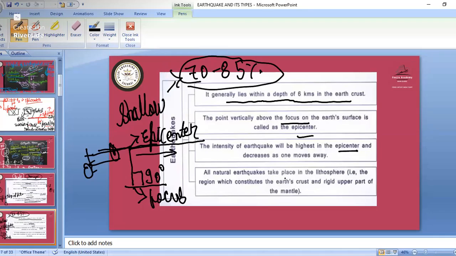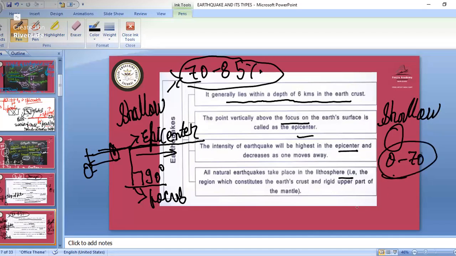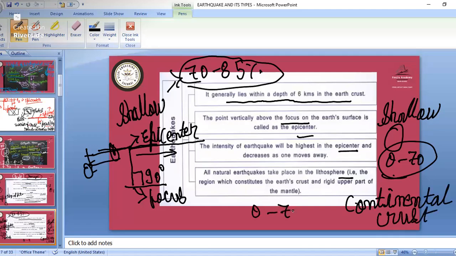All natural earthquakes take place in the lithosphere. All those natural earthquakes, if you see, will be in the lithosphere only. Like the shallow focus, we saw that it is 0 to 70 kilometers only. And what is the thickness of the continental crust? We saw that it is measured from 0 to 70 to 90 kilometers, or somewhere it might be measured as 70 to 100 kilometers. So that much we have the continental crust.